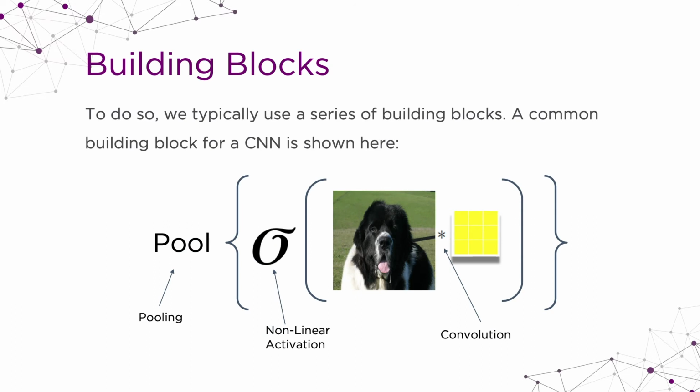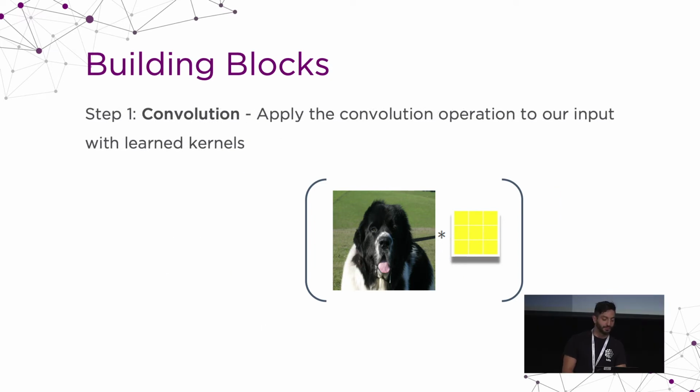So this is what the most common set of building blocks looks like, and we're going to break this down in detail. Take a look at this image. There's a lot of operations going on. But again, most architectures that you will use typically look something like this: some kind of convolution, some kind of nonlinear activation, and some kind of pooling. So let's break it down in detail. The first one is to apply the convolution. We take our kernel, we take our image, and we output some kind of feature map.